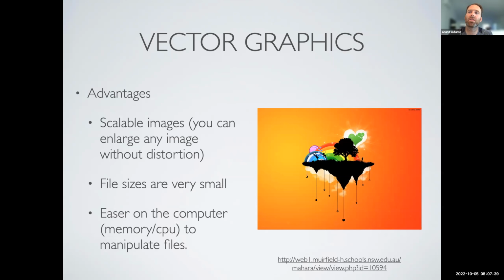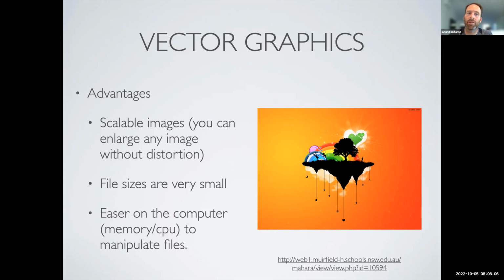So what are the advantages of vector graphics? Well, the big one is that we have scalable images. So you can keep enlarging the image without getting any distortion or without getting any jagged edges on the side, as big as you want. You could take a vector graphic that was small, something that was printed on an envelope or something, and you could blow it up the size of a billboard. And as long as it's a vector graphic, there won't be any distortion.